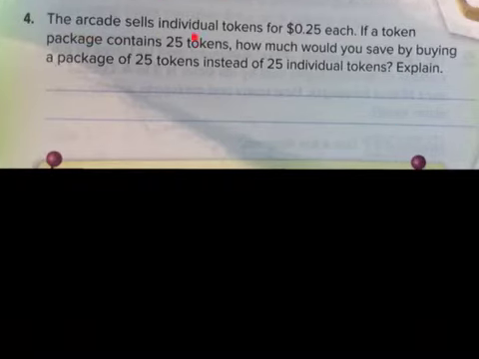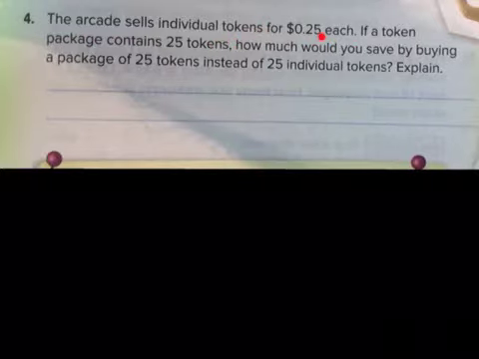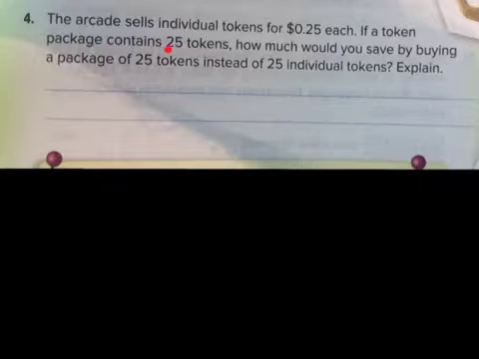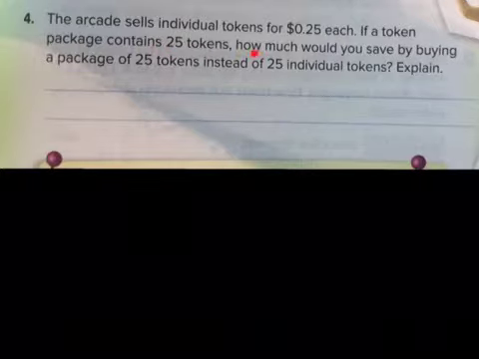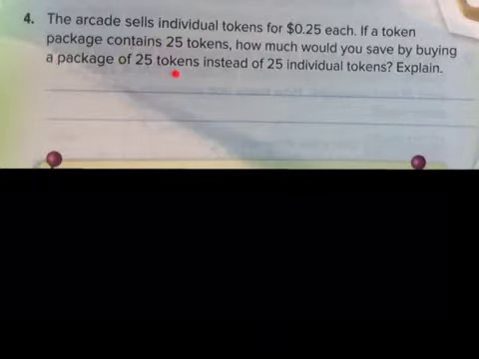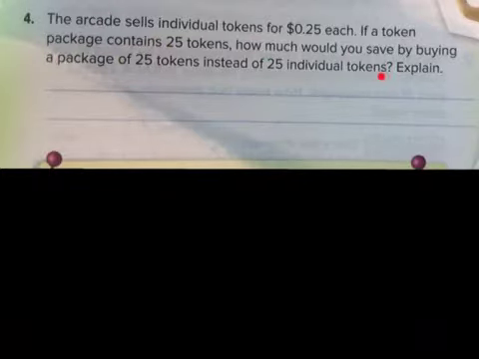Question 3. The arcade sells individual tokens for 25 cents each. If a token package contains 25 tokens, and we know that this is $5, how much would you save by buying a package of 25 tokens instead of 25 individual tokens? Clearly, 25 tokens at $5 is going to be cheaper than buying 25 individual tokens separately. But by how much? Well, let's figure it out.